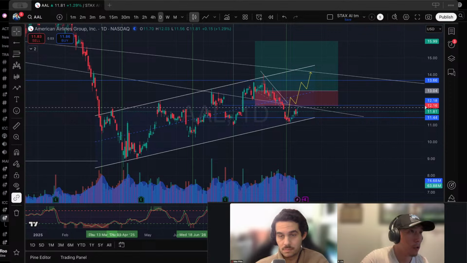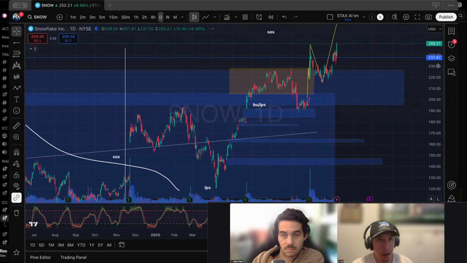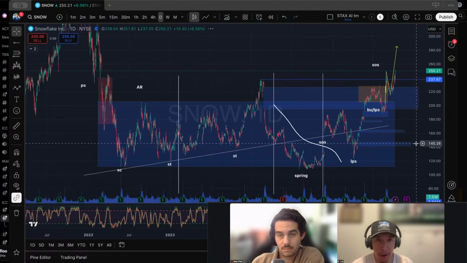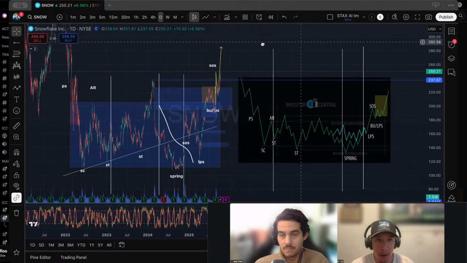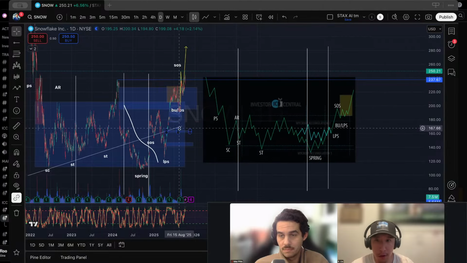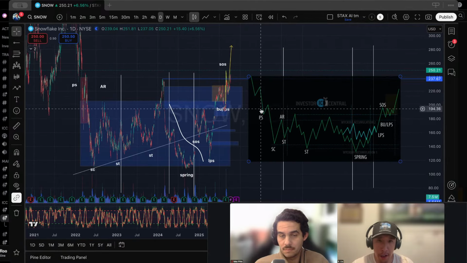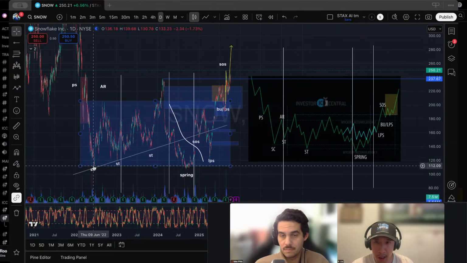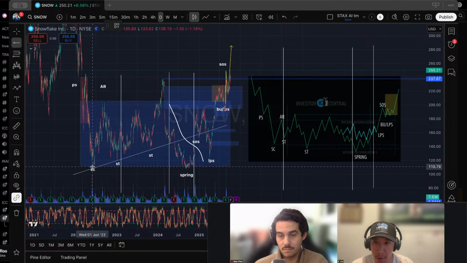Oh, I want to go over Snow and PayPal. Snow, another one of those that has a very good looking Wyckoff accumulation chart. So first phase: preliminary supply, selling climax with an automatic reaction. Selling climax to automatic reaction draws out the top and the bottom of your range.